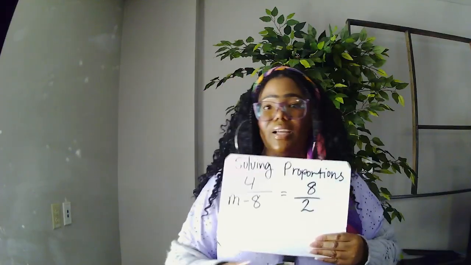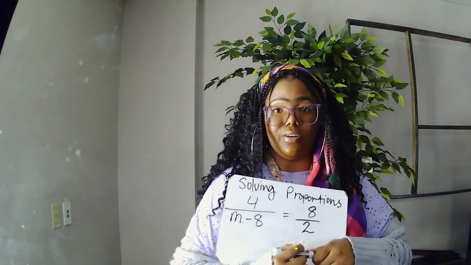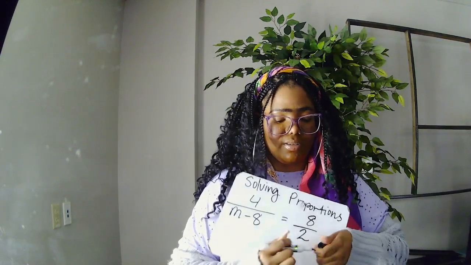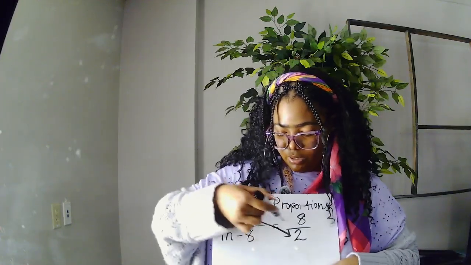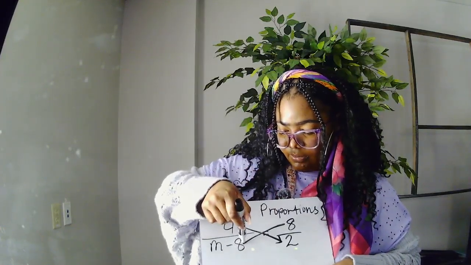There is a term I like to coin, crisscross applesauce. I like to call it crisscross applesauce because I've been learning it like that for so many years, so I've just been carrying it with me. So crisscross applesauce means that I'm going to take this 2, cross it over to this 4, and I'm going to take this 8 here, and cross it over to the m minus 8.